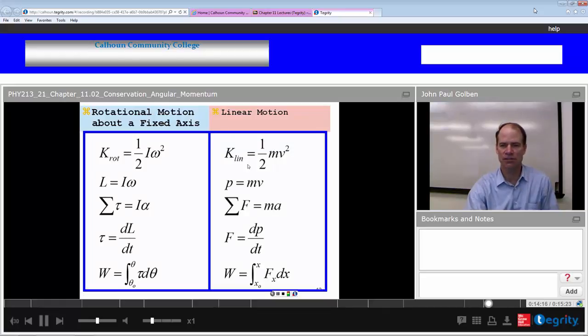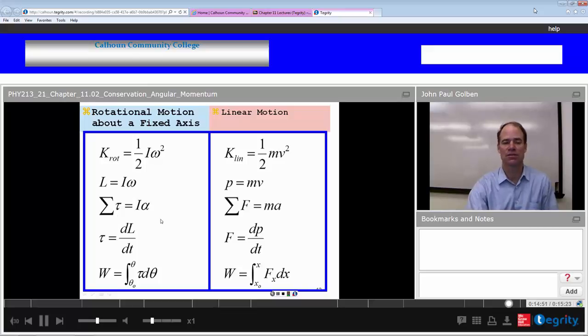For linear motion, we have a bunch of other formulas. We have kinetic energy, we have momentum, we have Newton's second law, the summation of all the forces equals ma. We have Newton's second law in momentum form, force equals the change in momentum per time. We have work, which is the integration of the force over a displacement, dx, from initial to final. We have the same kind of form of equations for rotational motion. Rotational kinetic energy, 1/2 moment of inertia times angular velocity squared. Angular momentum, moment of inertia times angular velocity.